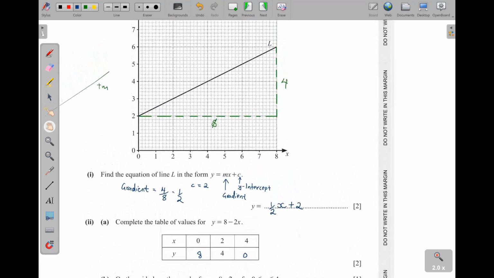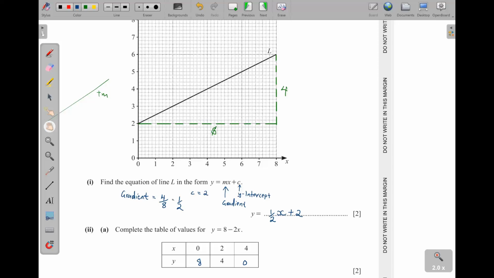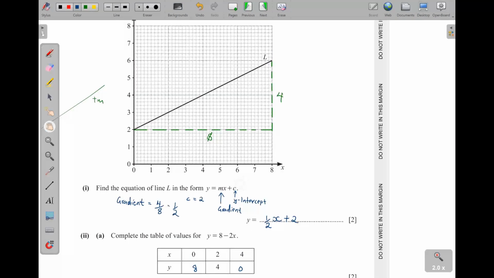That means we shall come here and put 0, 8. So 0, 8 to 4. Okay. 0, 8 is here. So we plot that. Then we have 2, 4. 2 and 4 is here. So long as you have 2 coordinates, you can draw a line. Then 4, 0. 4, 0 is here.